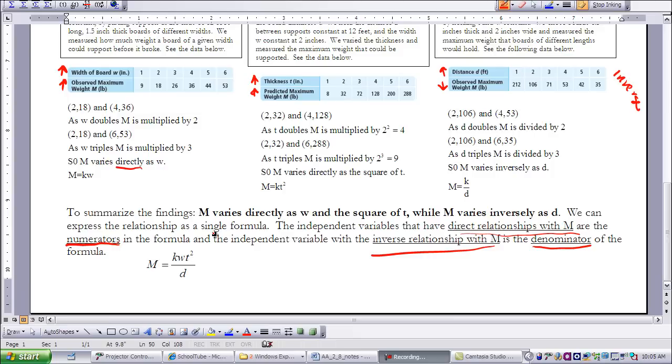So our equation, after all of this, or our formula for this set of independent variables is going to be m equals k times w t squared all over d. This concludes lesson 2.8.